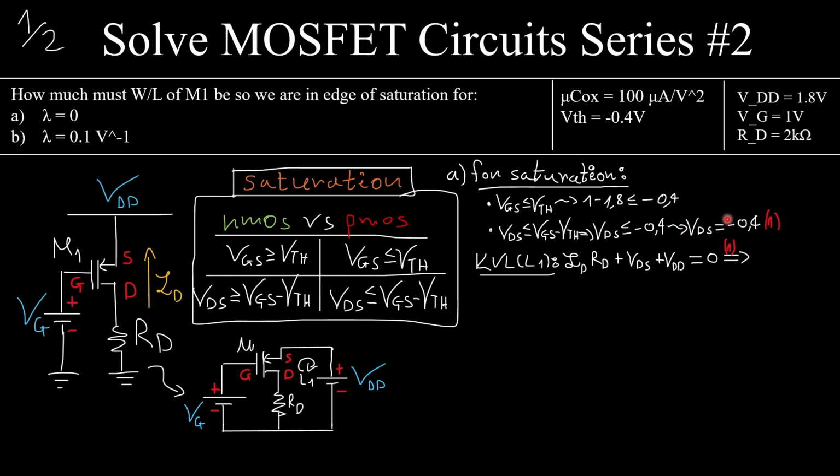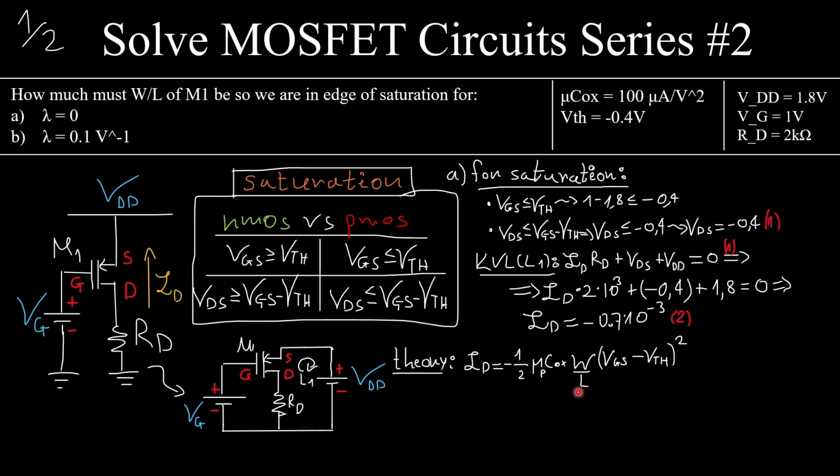Now, thanks to the VDS I have found previously from my saturation conditions, I replace all values here carefully. Given the RD here, but it's kilo ohms, so it is 2 times 10 to the power of 3. VDS is minus 0.4, VDD is 1.8, and if I do the math here, ID is this. Again, notice the sign is negative. So again, what we talked about in the beginning, the current must flow like this, even though we draw it like this.